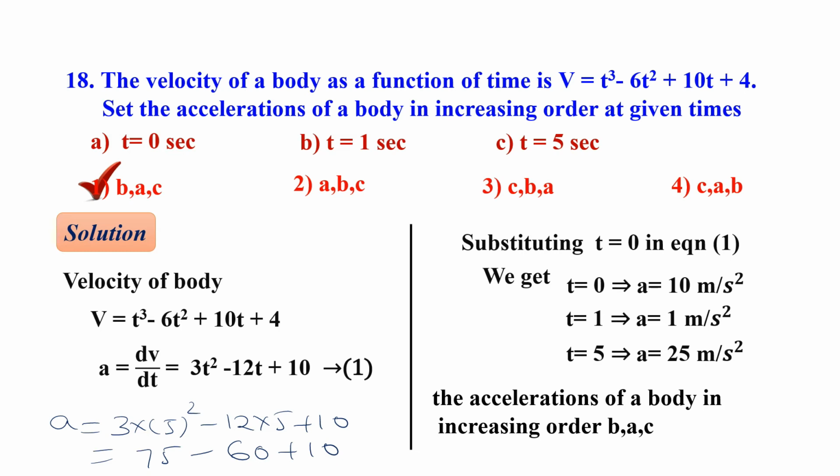Acceleration of the body in increasing order at given times. First one, B option is t is equal to 1 second, a is equal to 1. Second option is t is equal to 0 seconds. When substituting t is equal to 0, a is equal to 10. So increasing order is nothing but 1, 10, 25 meters per second squared. So first one B, next A, next C. So the first option is correct.